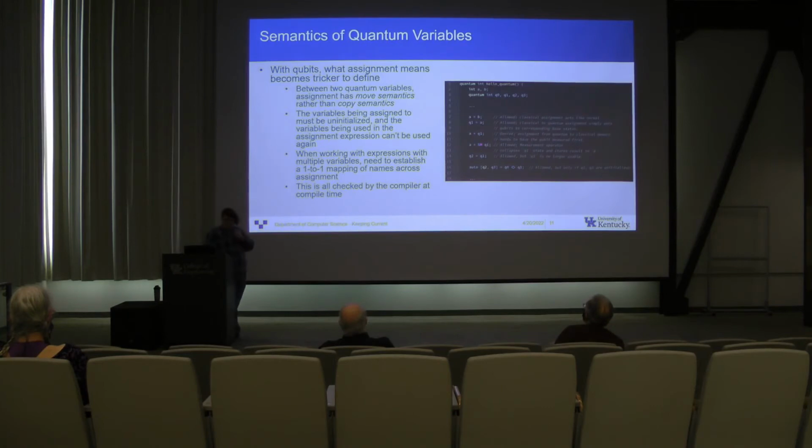Let's see, yeah, that's the semantics. Obviously, with these being qubits, there's, as I mentioned before, restrictions, especially since we're going to define these as variables as well. So the idea is that between two quantum variables, the assignment essentially has move semantics rather than copy semantics. In a sense, the variable on the left-hand side has to be uninitialized, and any quantum variables being used on the right-hand side can't be used again after that expression.